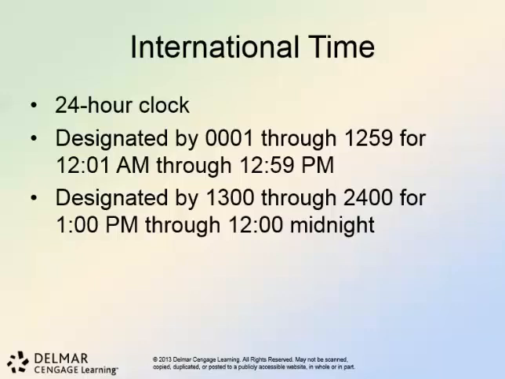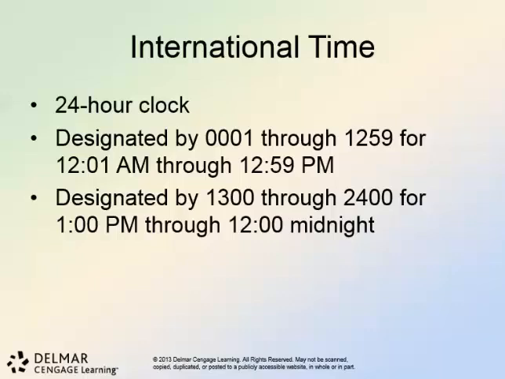International time is also called military time or U.S. military time, and it's based on the 24-hour clock where every minute of the day has a different 4-digit sequence of values. So you won't have a 5 p.m. and a 5 a.m. in international time because they have a unique 4-digit sequence of values.